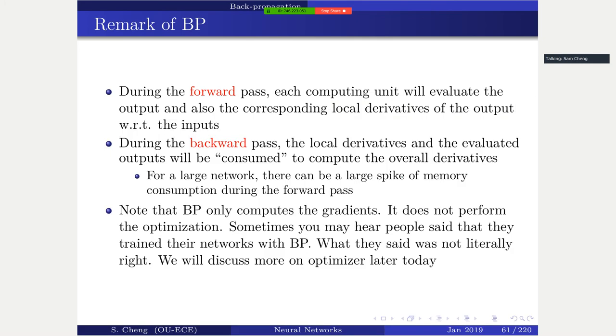This is what I just mentioned. Going forward, you compute all these outputs and local derivatives, and then when you go backward, you consume these local derivatives, so you pull them back from the memory. Therefore, you see the memory spike basically.